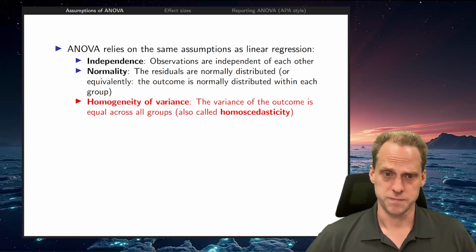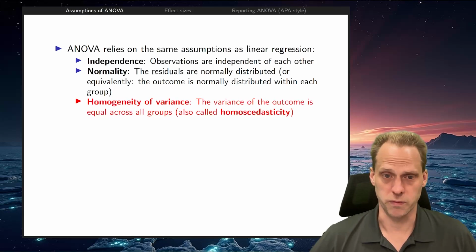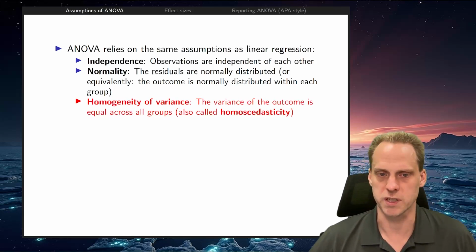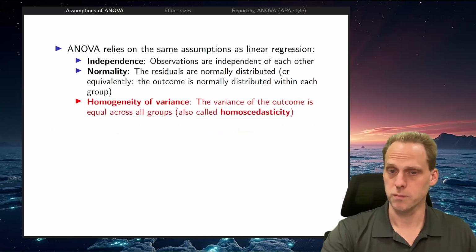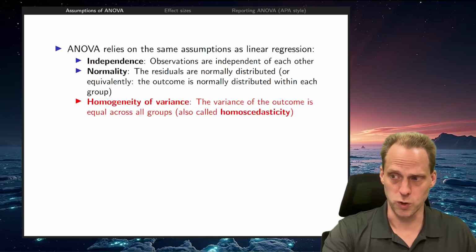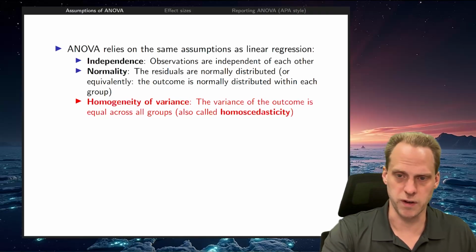Homogeneity of variance, we also call it homoscedasticity. Here we assume that the variance is the same across all groups. So each group has the same variance. The means can be different per group, but we do assume that the outcome variable is normally distributed in each group and has the same variance across all groups.